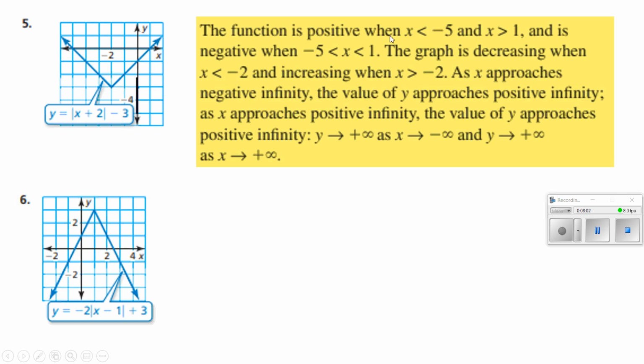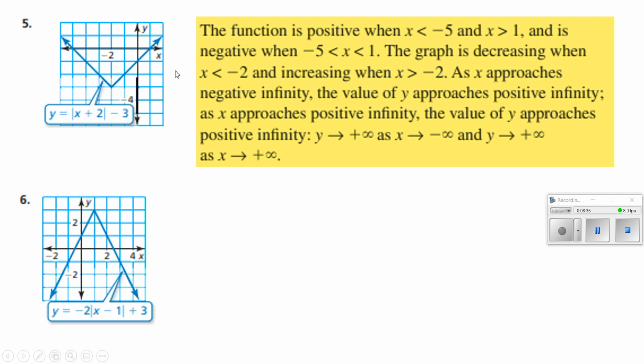So the function is positive when x is less than -5, right? Less than -5, it's positive y's. When x is greater than 1, y will be positive. It's going to be negative when x is greater than -5 and less than 1. We said it is decreasing when x is less than -2, and it's increasing when x is greater than -2.